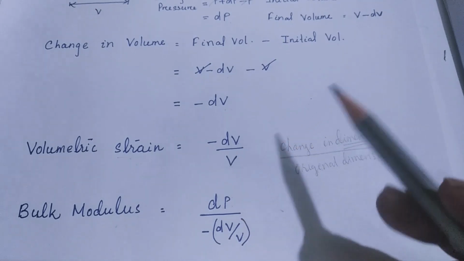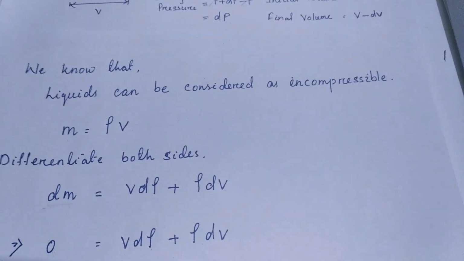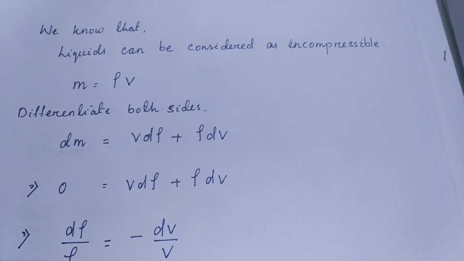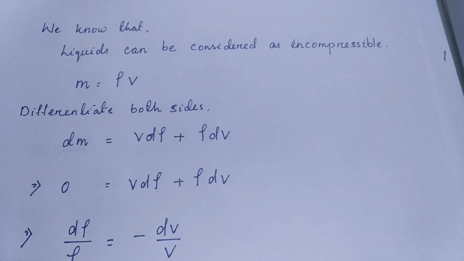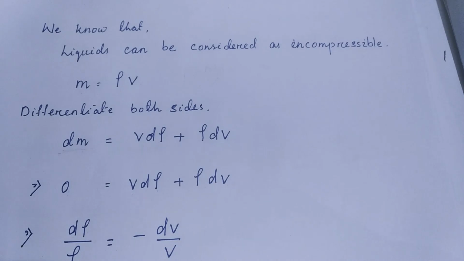Next we find out the value of compressibility for liquid. We know that liquids can be considered as incompressible. How it is incompressible, that we are going to prove here.